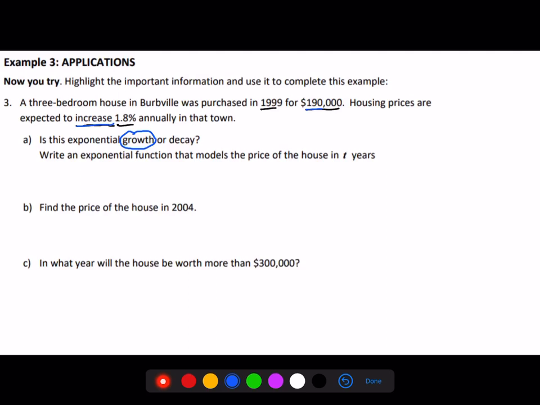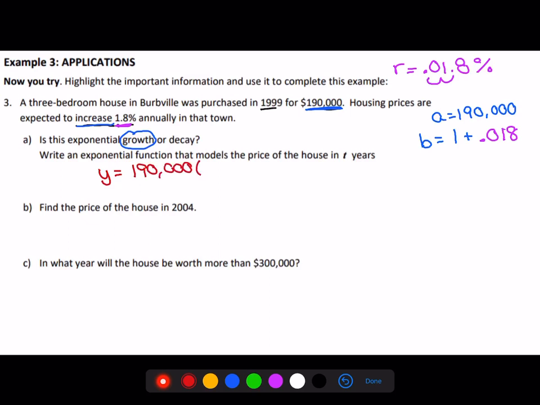I know that we're starting off at $190,000. So my A value is 190,000. My B value is equal to 1 plus our R value. Well, in this case, R is 1.8%. I move that decimal place 2 places left, giving me 0.018 is what is equal to R. From there, I can write out my function. Y is equal to A, which is 190,000, times B, 1.018, raised to the power of t.